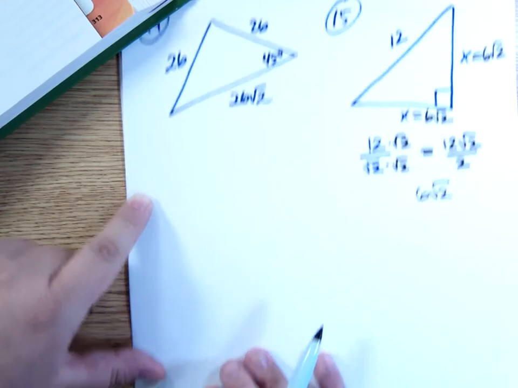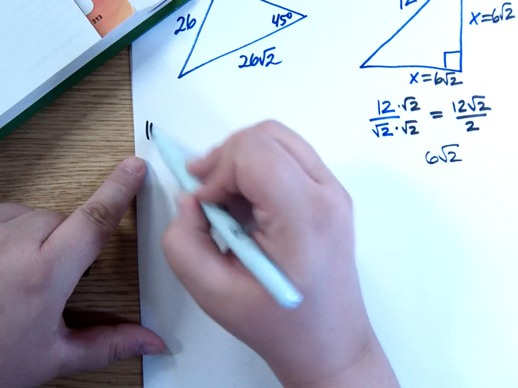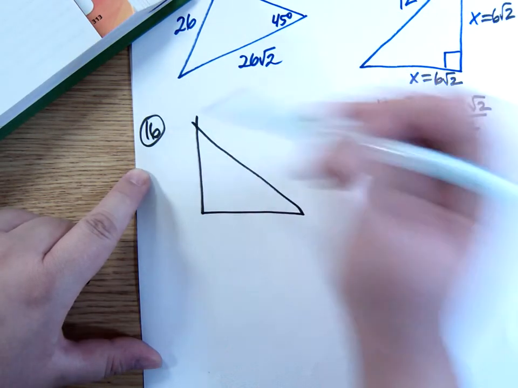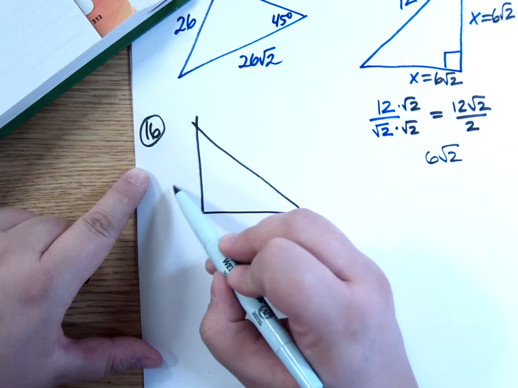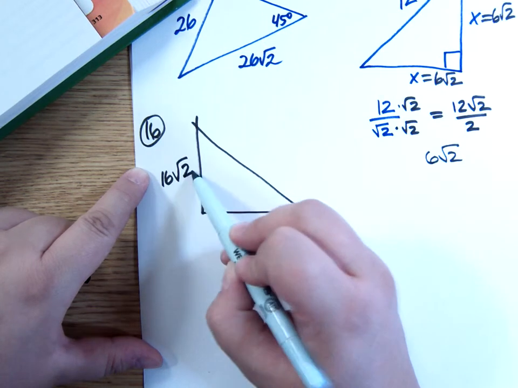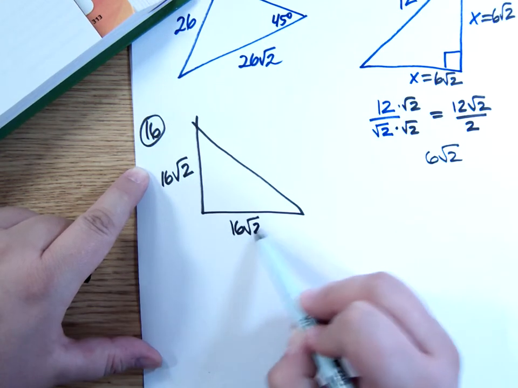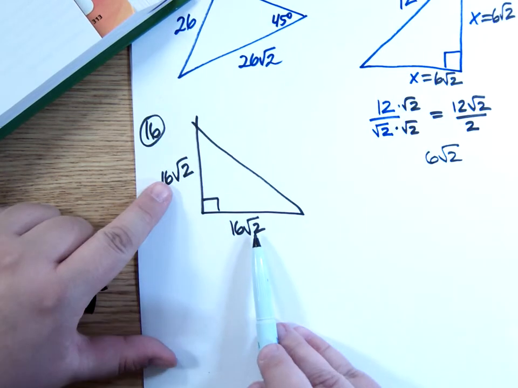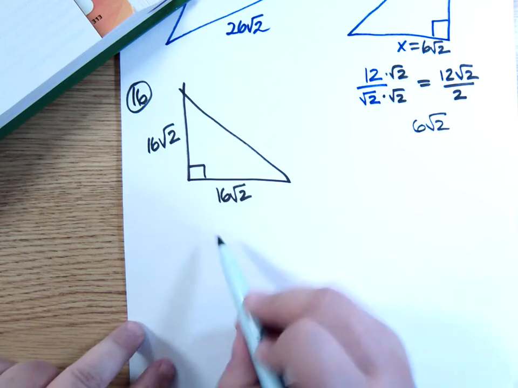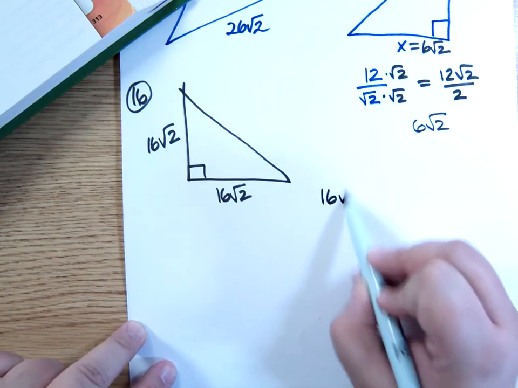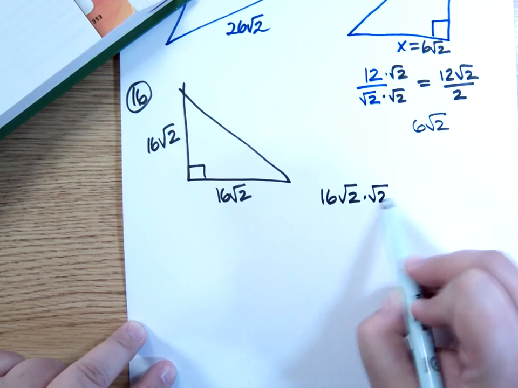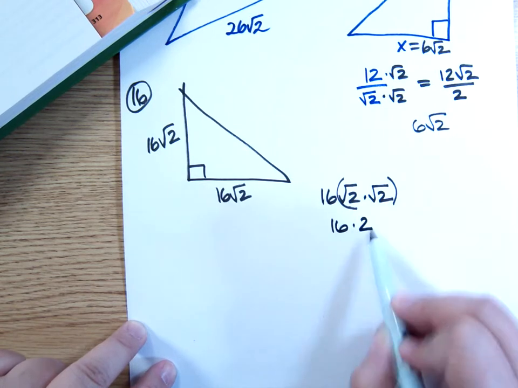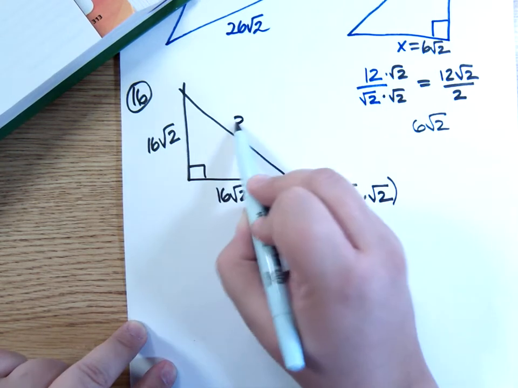Number 16, also a 45, 45, 90. Okay, this one has a leg of 16 root 2. That means this one's also 16 root 2. And the hypotenuse is going to be that number times the square root of 2. So I go 16 root 2 times the square root of 2. Square root of 2 times square root of 2 is just 2. So that's 32. So my hypotenuse is 32.